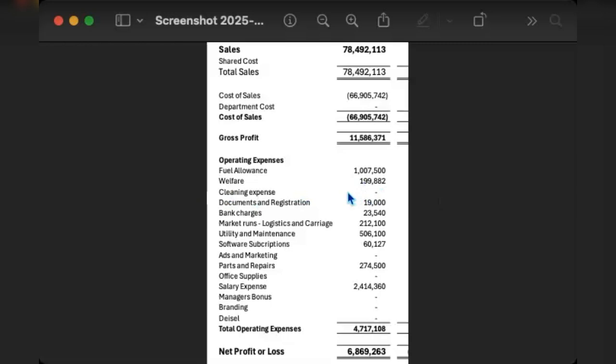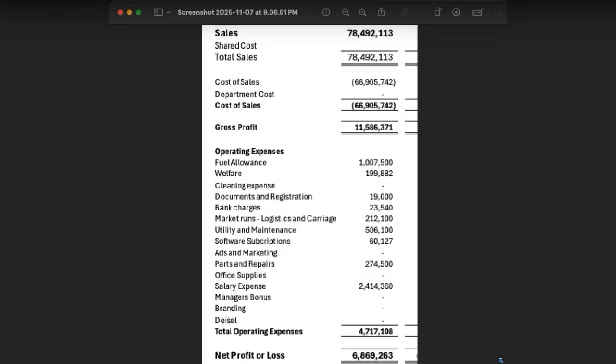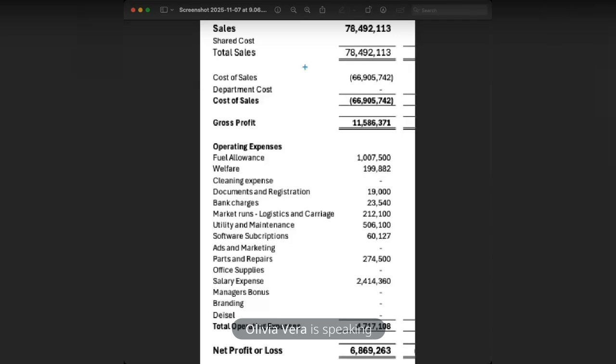Okay. This is an example of a profit or loss statement, right? You have your sales, then your cost of goods, cost of sales, then your operating expenses, then your net profit. Your tax computation will be very similar to this. For this person, we've established that the turnover is 78 million for this period. So let's assume that this person is trying to file a tax.